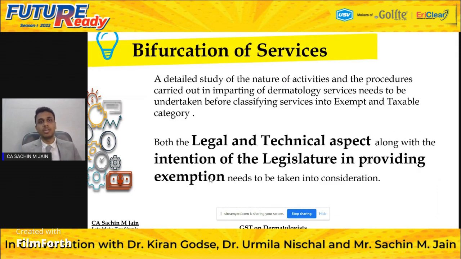To classify whether we need to pay GST on which kind of services under the healthcare services provided by a dermatologist, we need to understand the nature of services being provided in the eye of legal and technical aspects both. Also, we need to understand the intention of the legislature at the time of providing the exemption to the doctors.